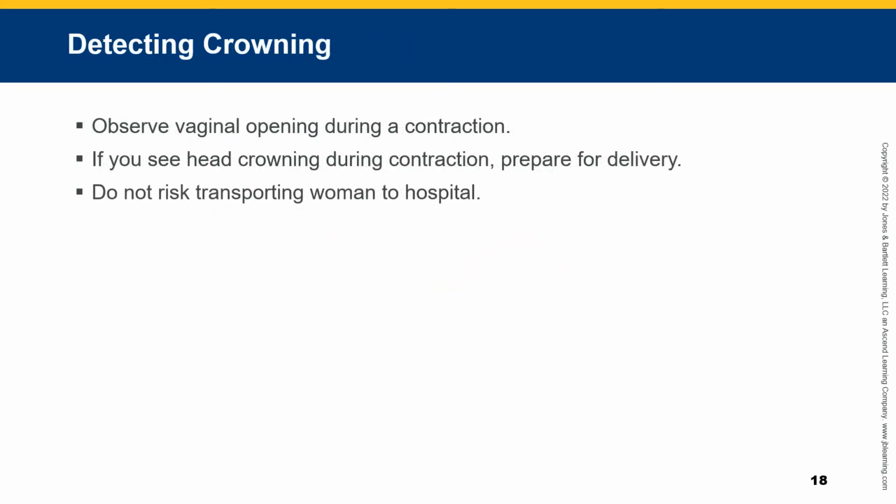Observe the vaginal opening during a contraction to see if the baby's head is visible. If you see the head crowning during the contraction, prepare for delivery. Do not risk transporting a woman to the hospital if the child's head is crowning.